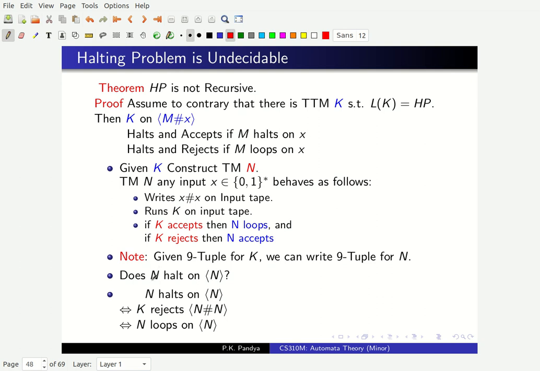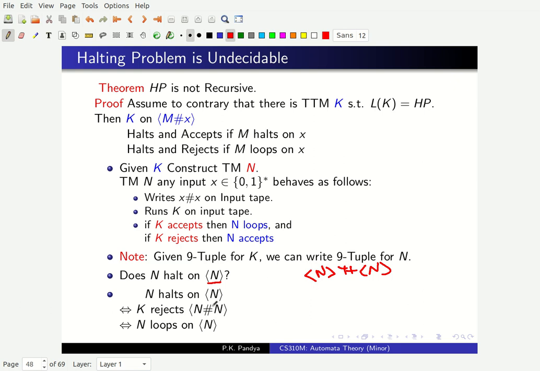Suppose this N that you have constructed has two possibilities. It either loops or it halts and accepts, right? So if N halts on this code of N, then what is the definition of N? When does N halt? It halts when K rejects. That is, K will reject this, two copies of N, because what does N do? It takes this input and makes two copies of it. Two copies of x were made, so it will make two copies of this, and it will fire K on this. And because N halts, this K should have rejected.